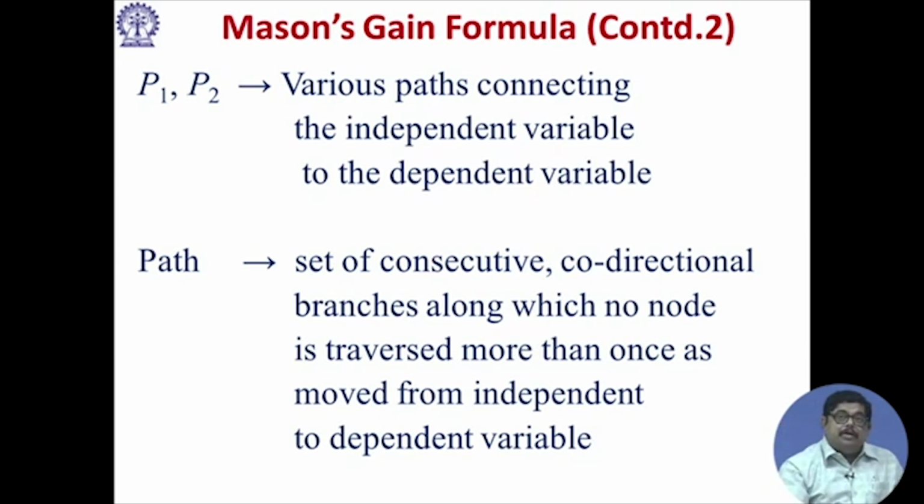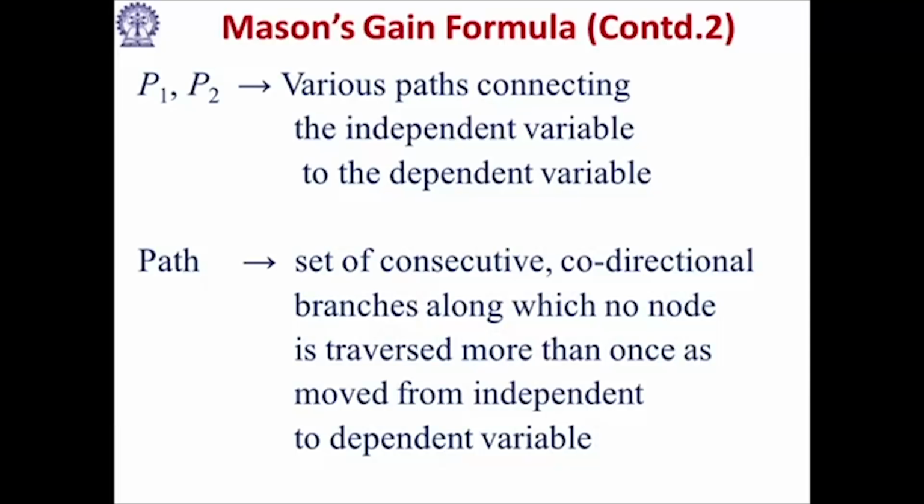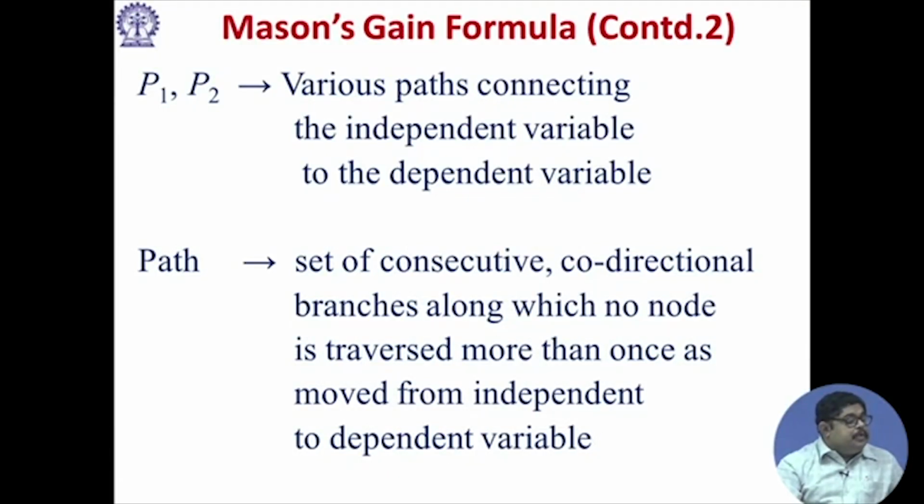And P1, P2, I am again repeating, are the various paths connecting the independent variable to the dependent variable of your interest, because there may be several dependent and independent variables in that. All dependent variables will be B with a subscript, and all independent variables are A with a subscript. You are going from one independent variable to one dependent variable.